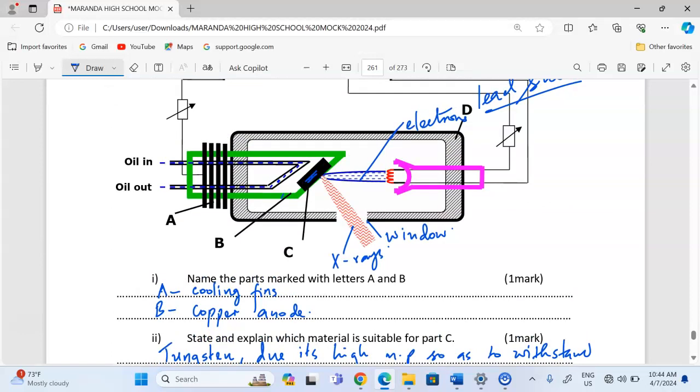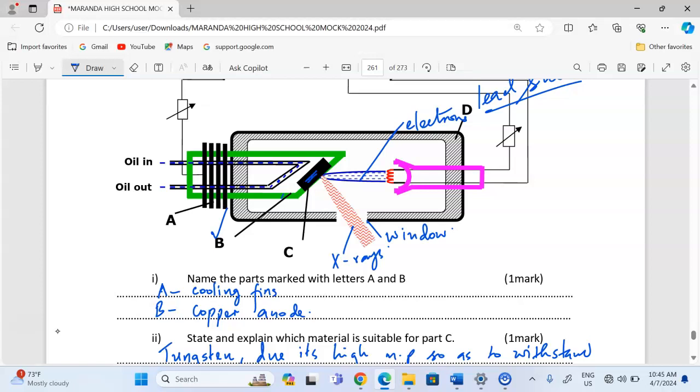One, cooling is achieved through part B, which is the anode made of copper. It ensures that because copper is a good conductor of heat, immediately the heat is converted, it is efficiently dissipated away by the copper anode. Two, there is oil in and oil out. The circulation of oil also ensures that heat is transmitted away.